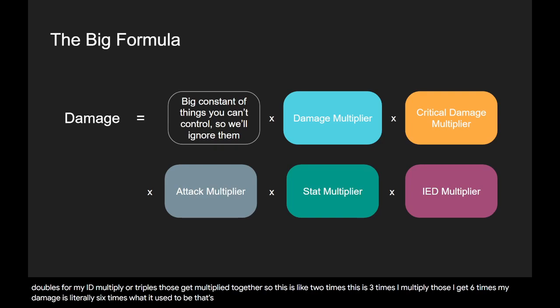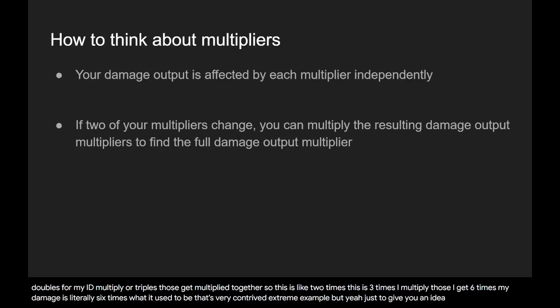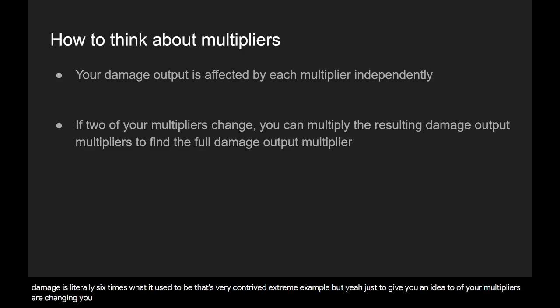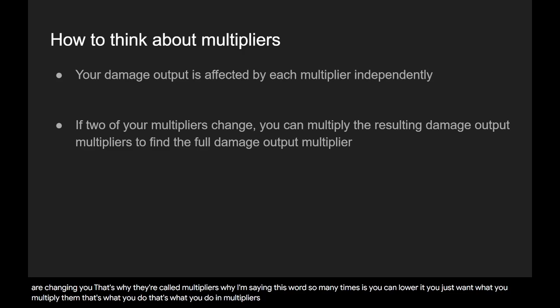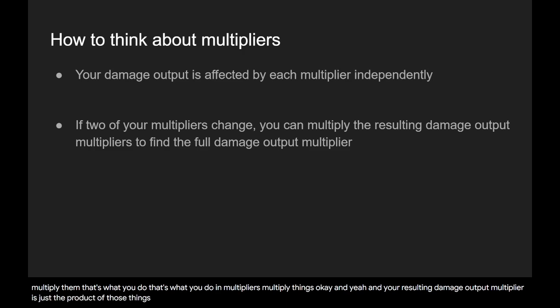That's a very contrived extreme example, but just to give you an idea, if two of your multipliers are changing, you can multiply the answers that you get. Why they're called multipliers, why I'm saying this word so many times, is you just multiply them. That's what you do with multipliers, you multiply things. And your resulting damage output multiplier is just the product of those things.